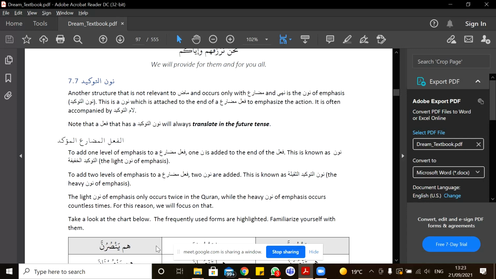But when you spot another noon at the ending of a fi'lul mudari, then it can be your noon of emphasis, known as noon al-tawkid. It means that if something is not normal here, something is emphasized.